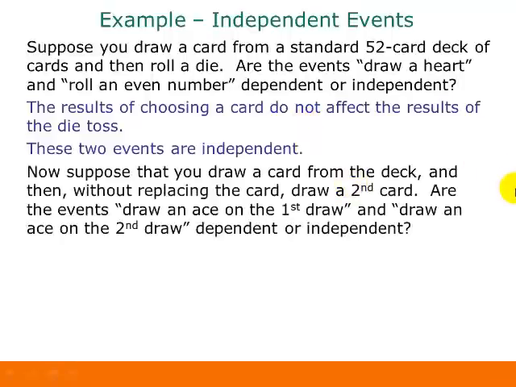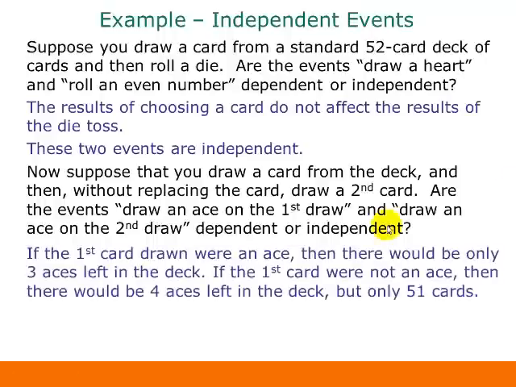Now, suppose that you draw a card from the deck and then, without replacing the card, draw a second card. Are the events "draw an ace on the first draw" and "draw an ace on the second draw" dependent or independent? Well, if the first card drawn were an ace, then there would only be 3 aces left in the deck. If the first card were not an ace, then there would be 4 aces left in the deck, but only 51 cards.